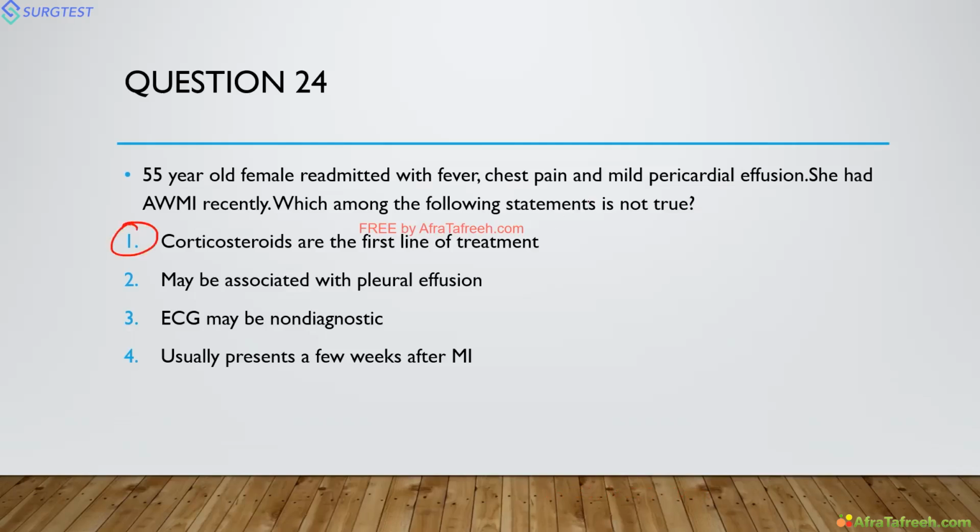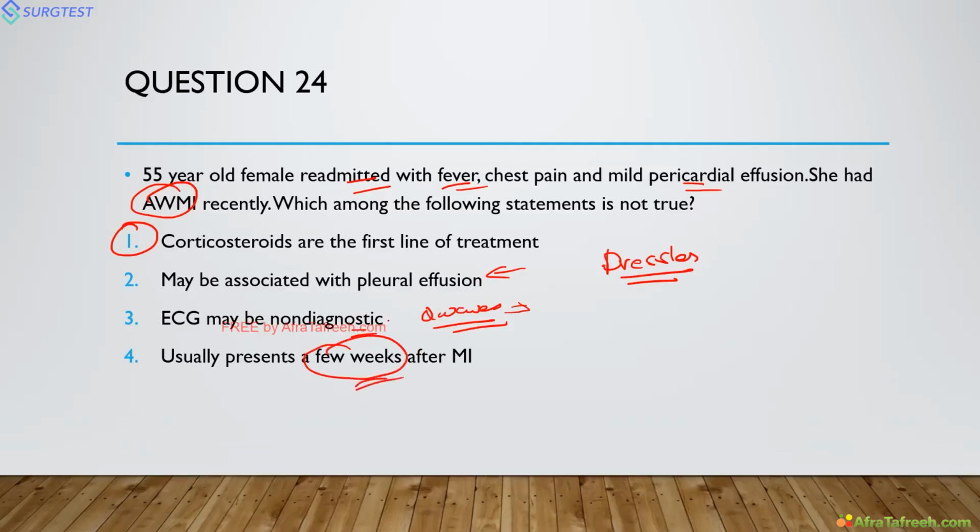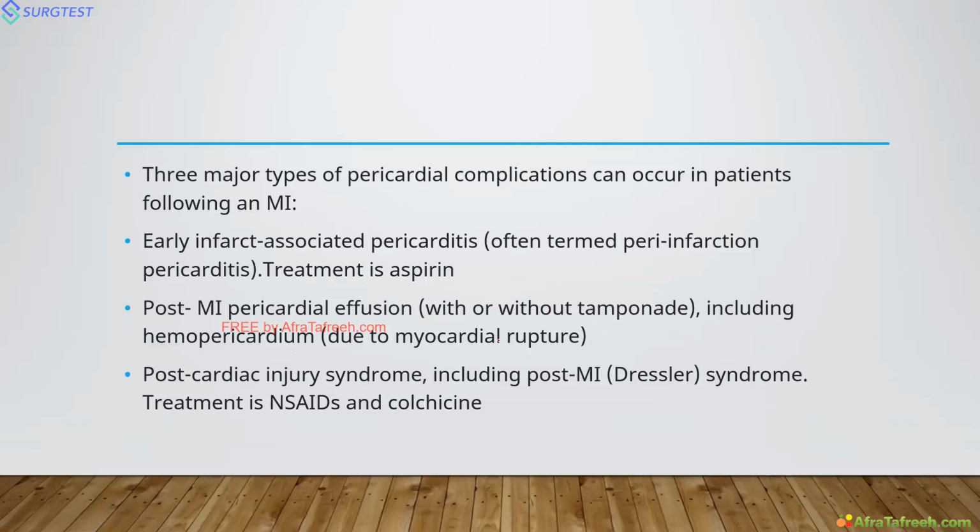It is Dressler syndrome. Readmitted with fever, chest pain, pericardial effusion, recent anterior MI. It is called late post-MI pericarditis, Dressler syndrome. It can be associated with pleural effusion. The ECG may be non-diagnostic because the patient already has Q waves and some ST-T changes, so a classical pericarditis ECG won't be there. It usually presents a few weeks after MI because it is an immunological phenomenon. The first line of treatment is mainly NSAIDs or colchicine.